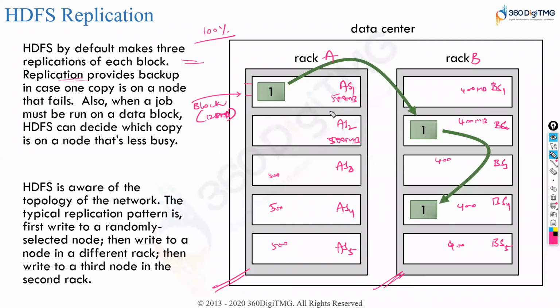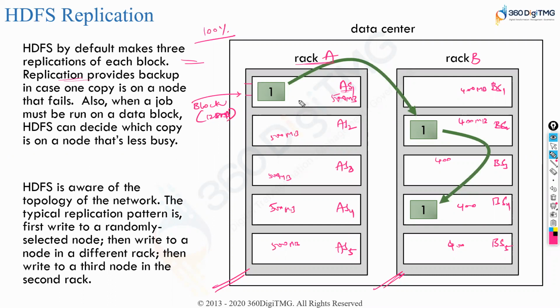So assume Hadoop identified this server as freely available in rack A. It has 500 MB free storage space. So it is copying the block into this. Now this block has to be replicated. When it is replicating again, it has to choose the server which has maximum availability. If you look into these servers, there's 500 MB available space, right? Each of the servers has 500 MB available space. But none of these servers are chosen because they come from the same rack.